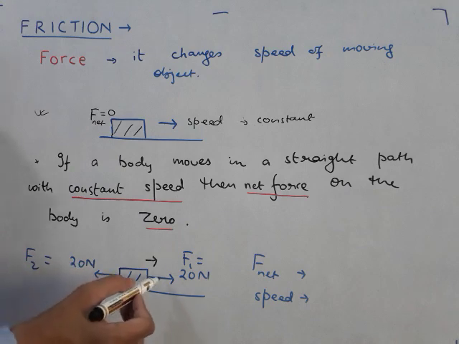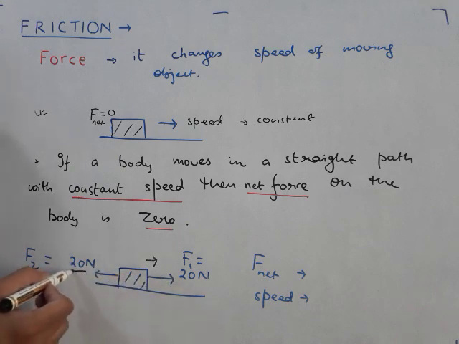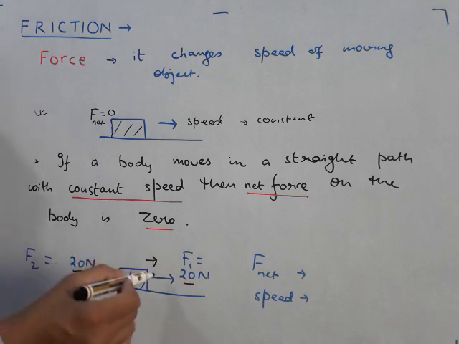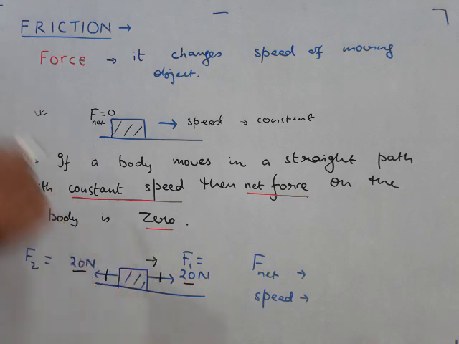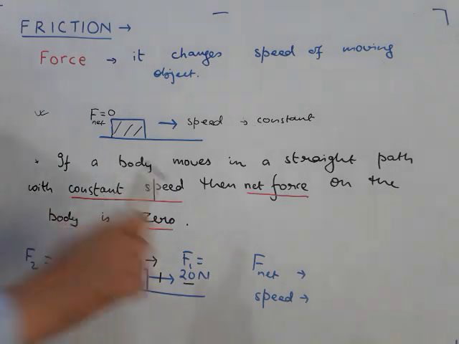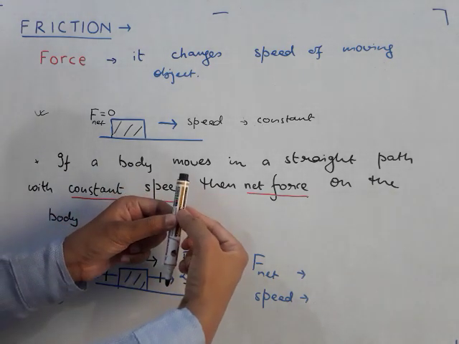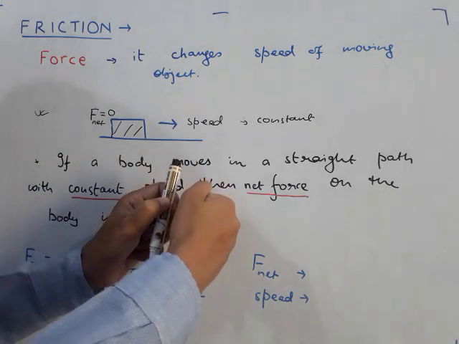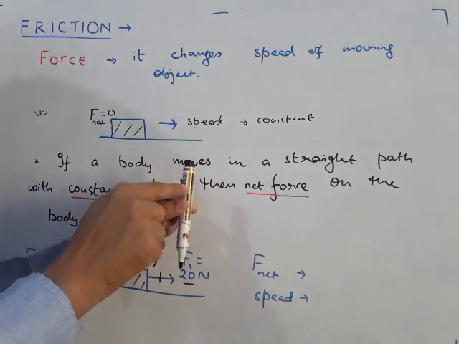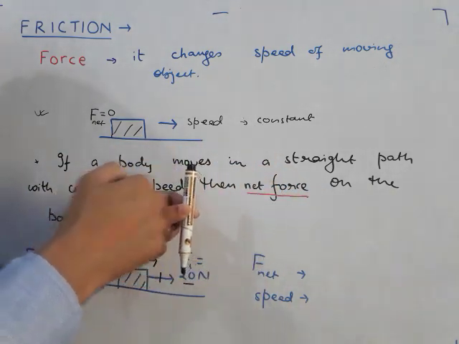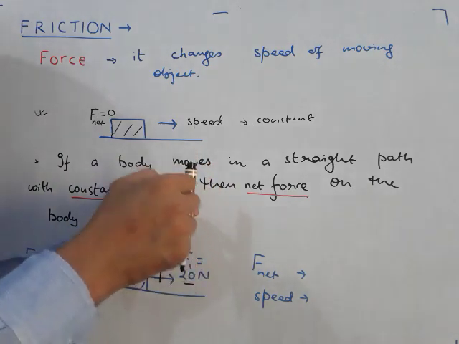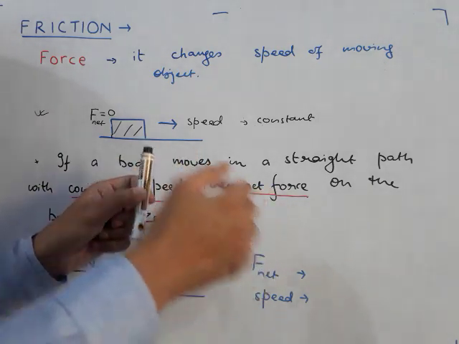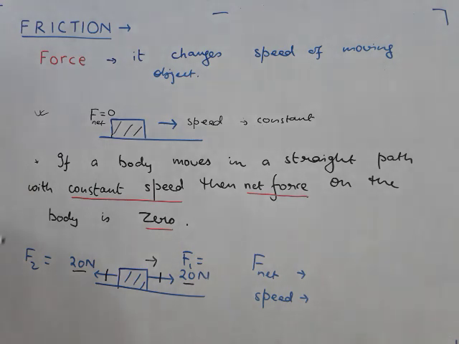Why are they balanced? Because they are equal in magnitude, 20 and 20, and they are in opposite directions. Opposite direction means they will cancel each other. If there is a body like this, one boy pulls this body towards the right, the other boy pulls it towards the left with the same force, then this body goes neither towards him nor towards him. It remains at its own position. Why? Because these two forces are balanced forces, they will cancel each other.